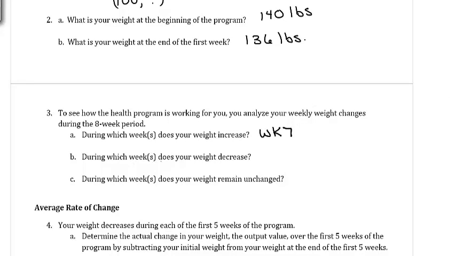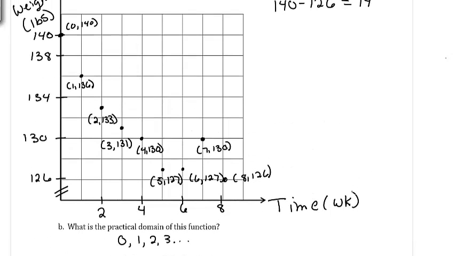And during which weeks does your weight decrease? Well, during the first week I lost 4 pounds, and then I lost weight in the second week, third week, fourth week, fifth week. I did not lose weight the 6th week. I remained the same, and I didn't lose weight the 7th week. I went up, but then I went down in week 8. So that was weeks 1, 2, 3, 4, 5, and 8.